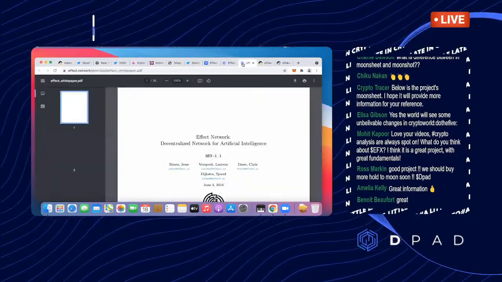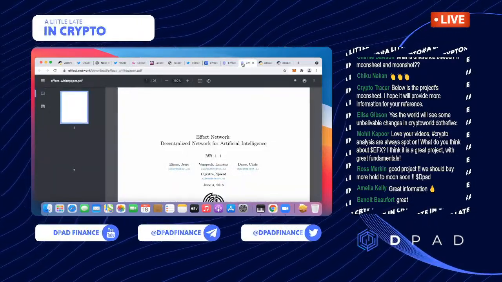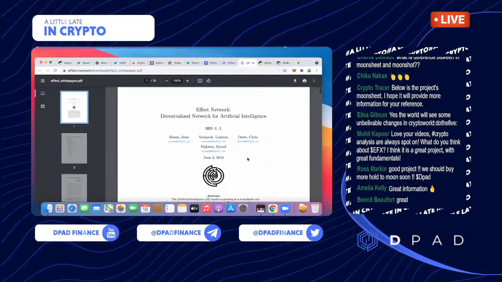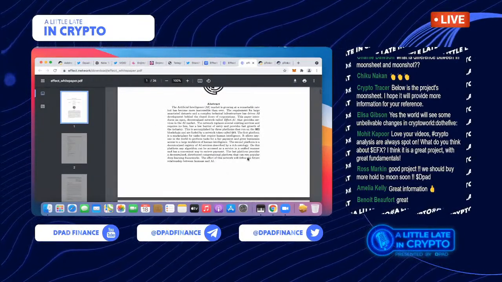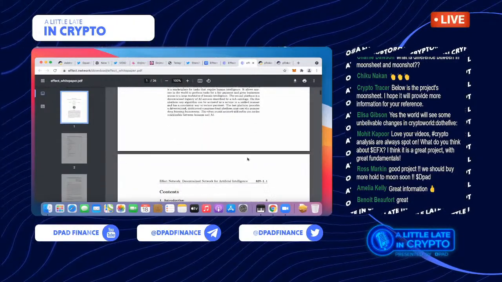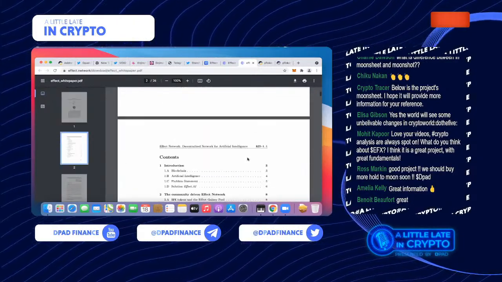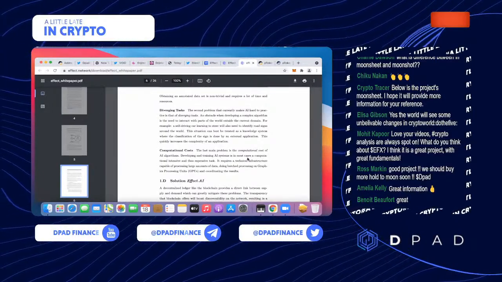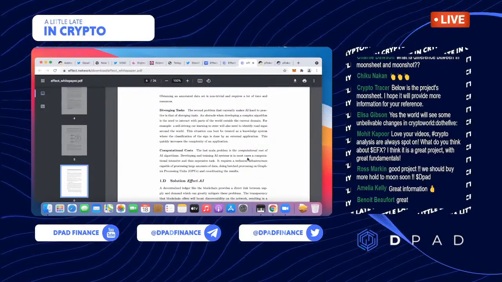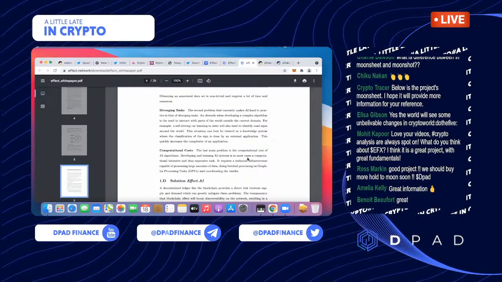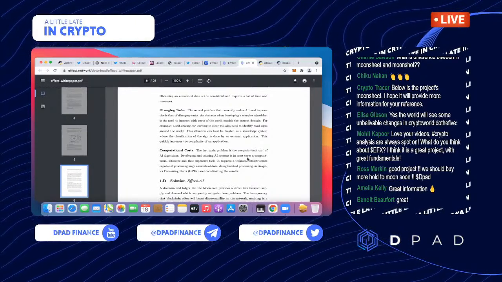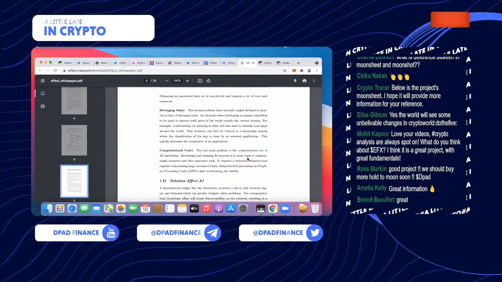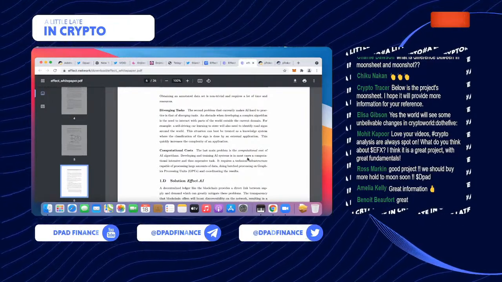So they have written... I just lost you this time. We can still see your screen though. That's a heck of a white paper. That is small font and that is very serious. Yeah, so it looks serious, and also the white paper looks pretty good.